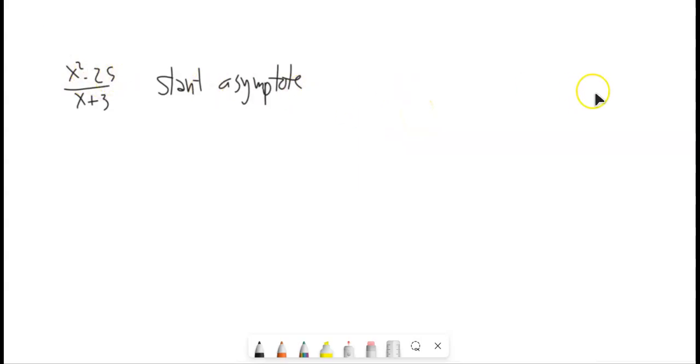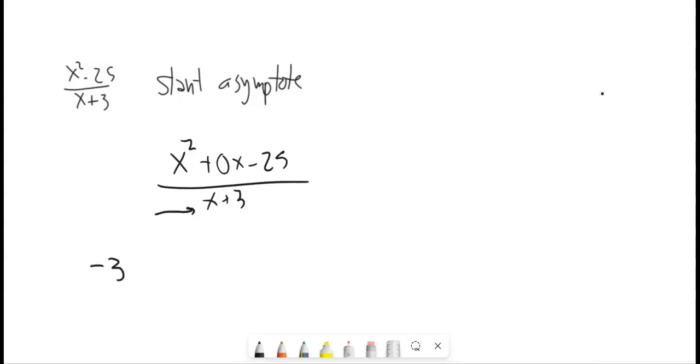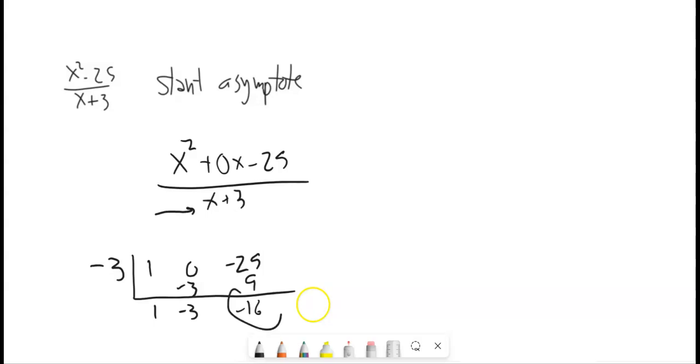So this top, this x squared minus 25, think of that as x squared plus 0x minus 25, and that's being divided by that x plus 3. So let's go ahead and do that division. And I'll use synthetic division for this. So -3, right, grabbing the 0 from that, is going into 1, 0, -25. So bring down the 1, multiply by -3, add, multiply by -3, we get 9. -25 plus 9, what's that, -16? So notice that's our remainder.